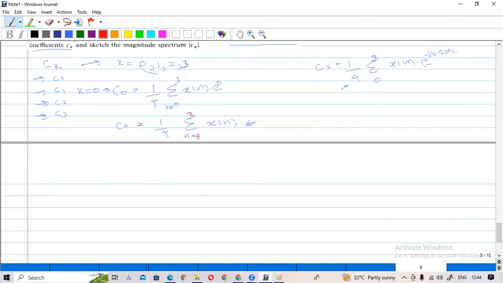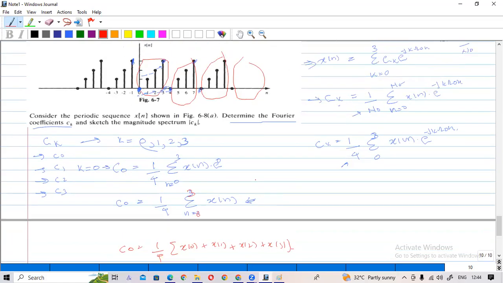So now you have to find 0 to 3. c naught is equal to 1 over 4 times x0 plus x1 plus x2 plus x3. This is a summation, so you have to add them. What is the value of x0? x0 will be 0, x1 will be 1, x2 will be 2, x3 will be 3.